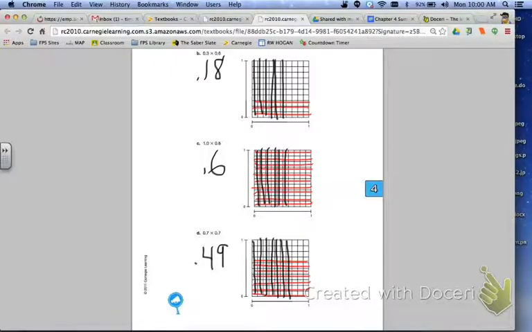For letter C, I have 1 whole that is represented in red, and I have 6 tenths represented in black. 1 times 6 tenths would be 6 tenths for my answer, for my product. And for letter D, I have 7 tenths in red. I also have 7 tenths in black, the overlapping region, 49 hundredths for the product.